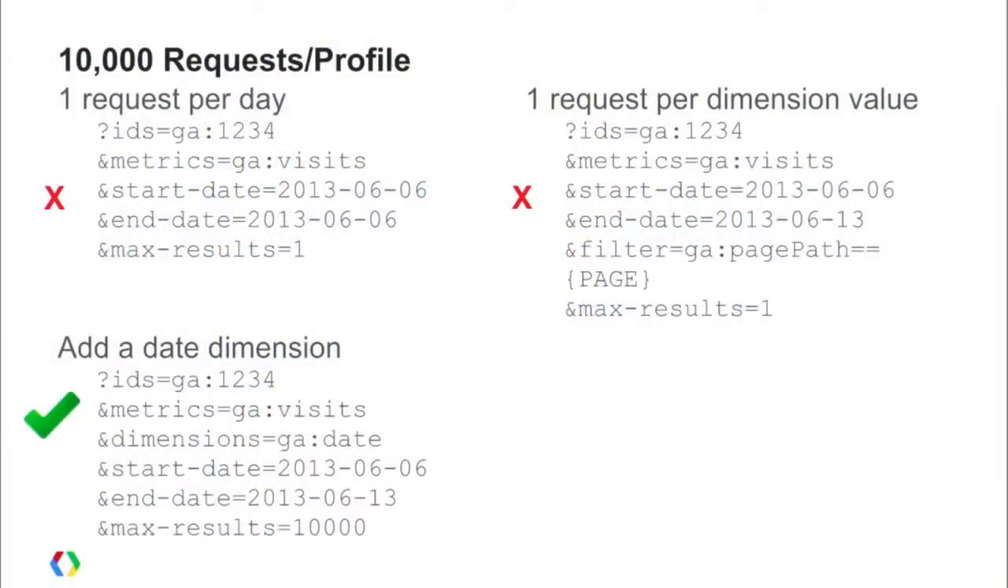The other one we see quite often is, for example, you might want to have something like, what are my visits for every page on my site? And you want to actually do it for each URL on your site. So people make a request for visits, use a filter, and use something like page path, for example. And they'll set page path equal to the page path that they're interested in for visits. And they'll get one result back. So for every page you want data for, you have to make a request.